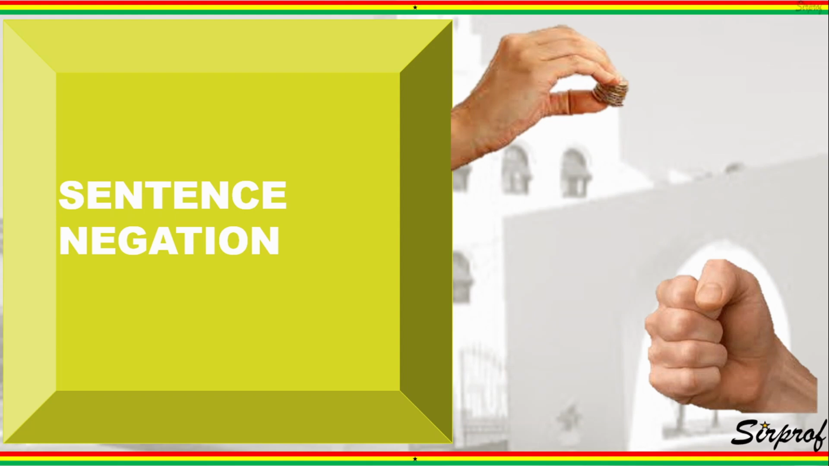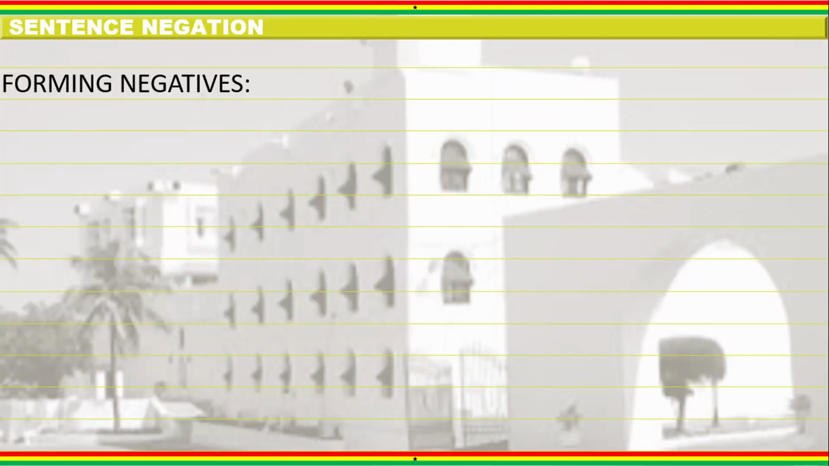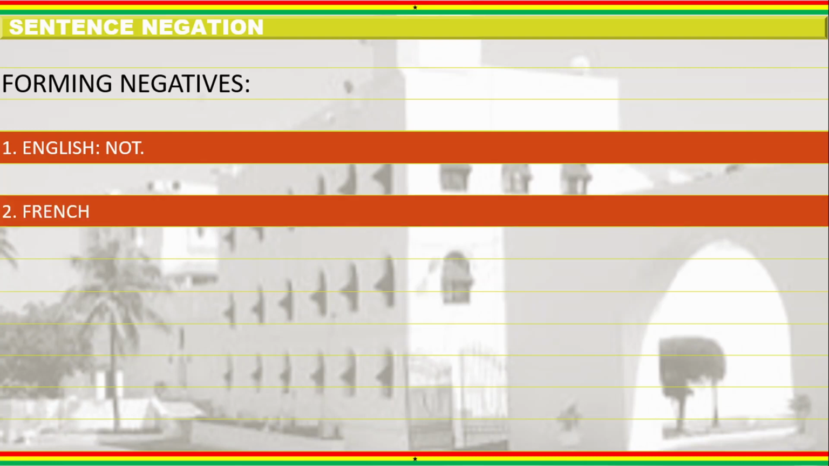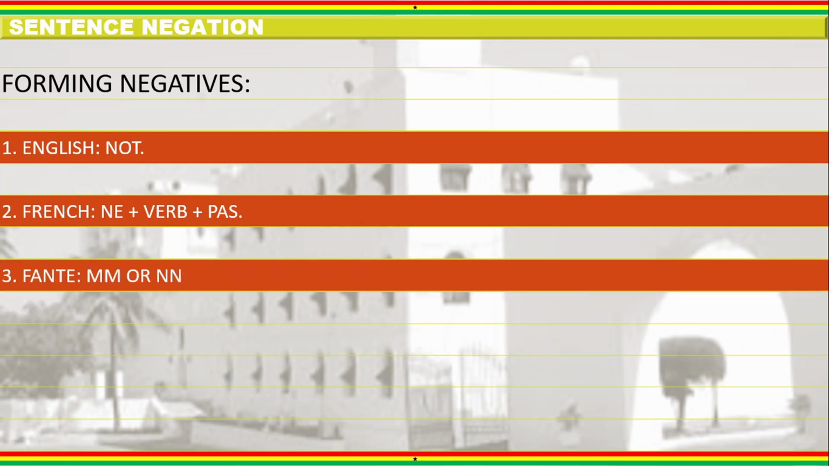Now our lesson, sentence negation. In English, we usually use not to negate a sentence. In French, we use ne plus the verb plus pas. Similarly, there is a rule governing Fante sentence negation. We usually use a double M or a double N to negate a sentence.